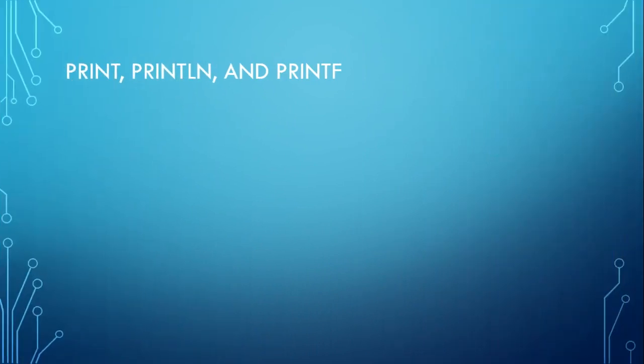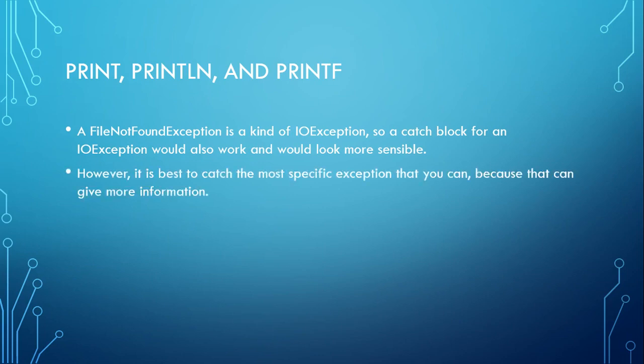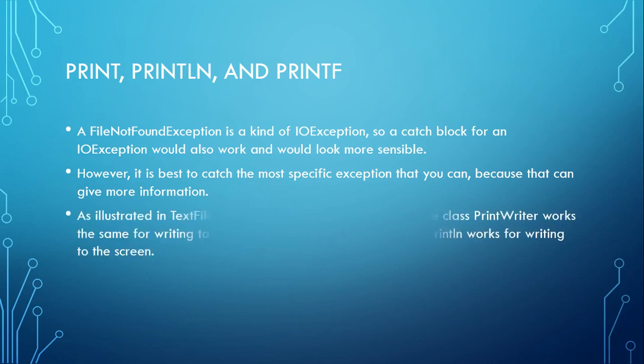All right, and just lastly, let's discuss print, println, and printf and how they relate here with the output stream. A FileNotFoundException is a type of IOException, so a catch block for an IOException would also work and look more sensible. However, it is best to catch the most specific exception that you can, because that will give more information. It's kind of like just saying Exception e. This Exception e will catch pretty much any kind of exception you throw, but it's not necessarily designed for a specific exception.